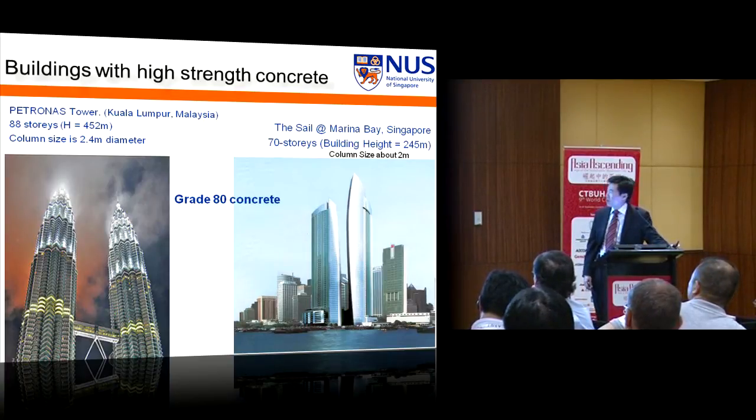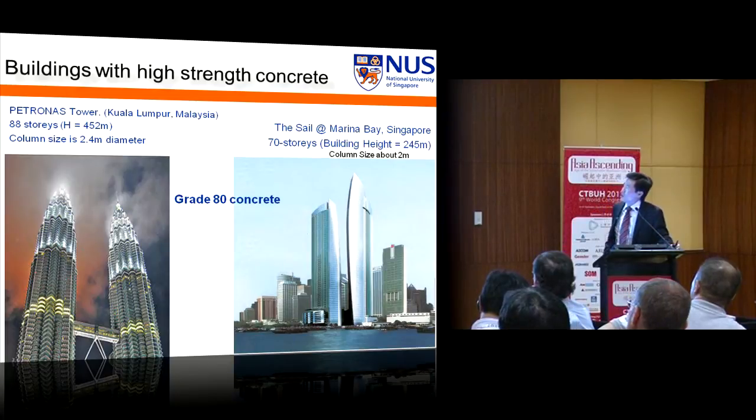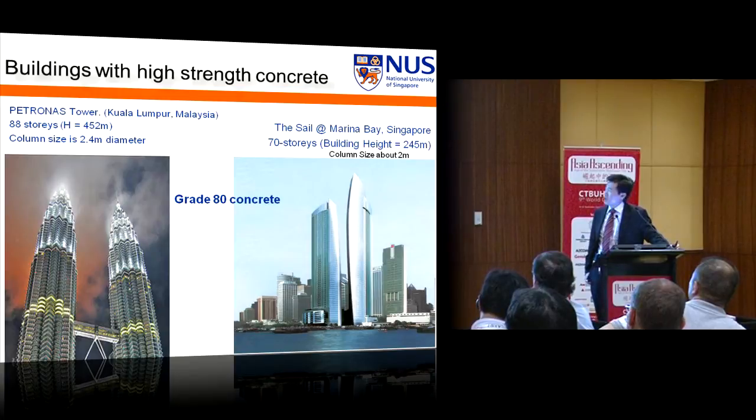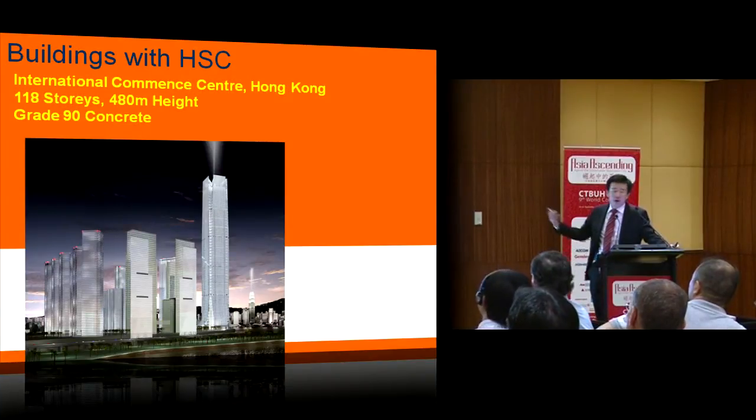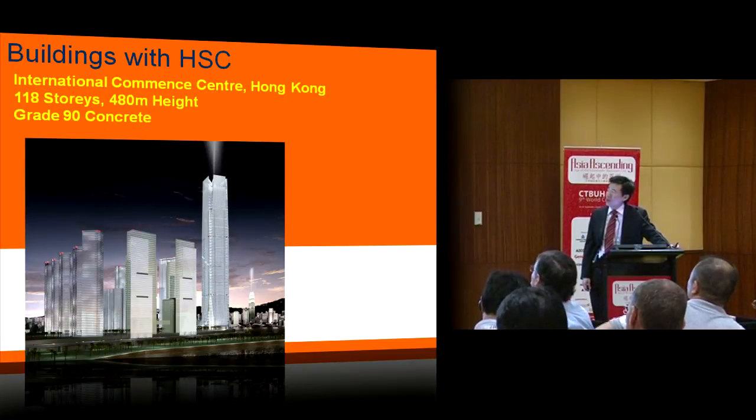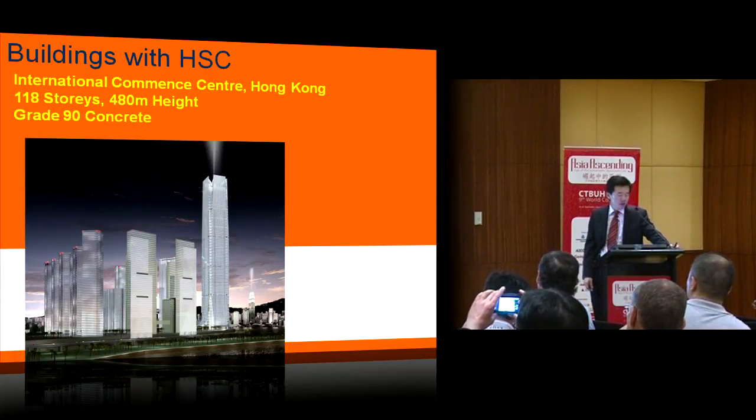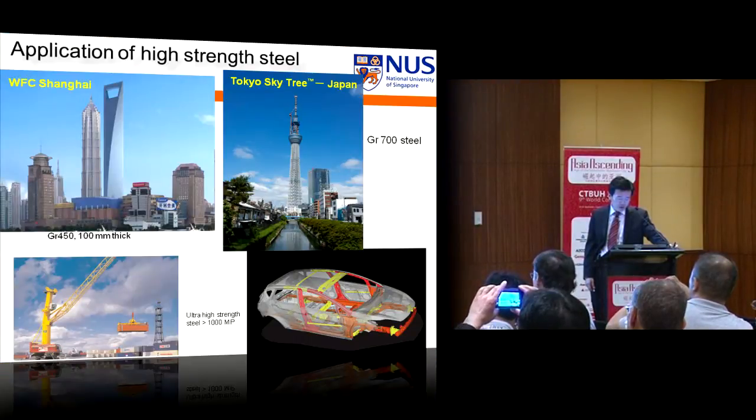In Singapore, we have a residential building of 70 stories, not very high, and yet the column size is about 2 meters. It is a grade 80 concrete, so this is a high strength concrete. Back in Hong Kong, a building of 118 stories uses grade 90 concrete. So high strength concrete is being used for high-rise building construction.